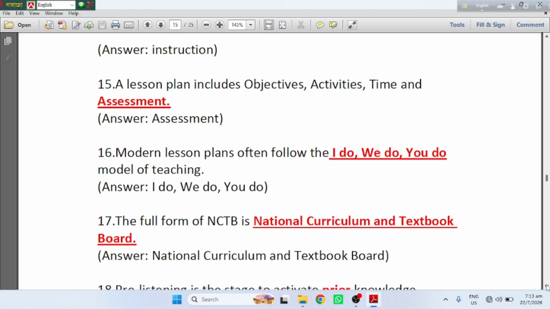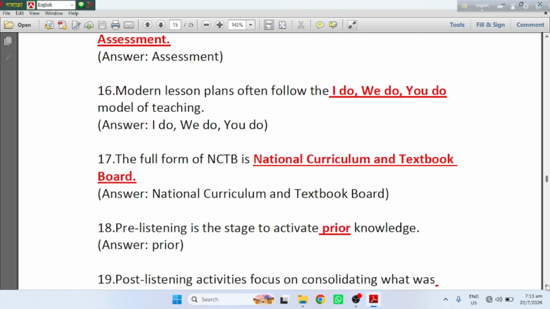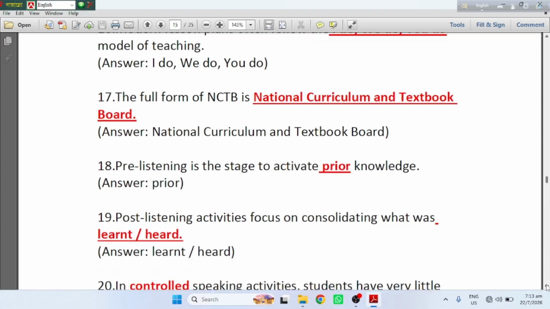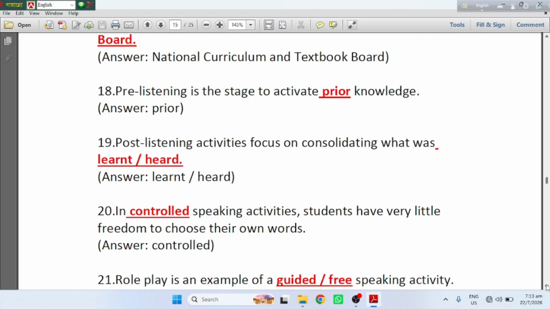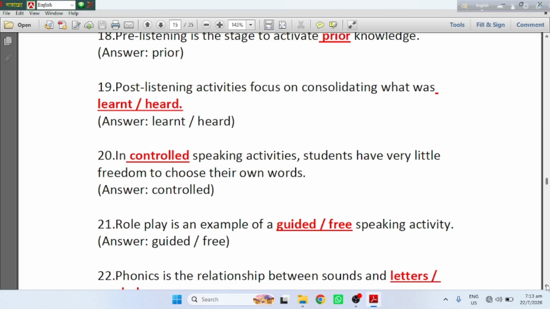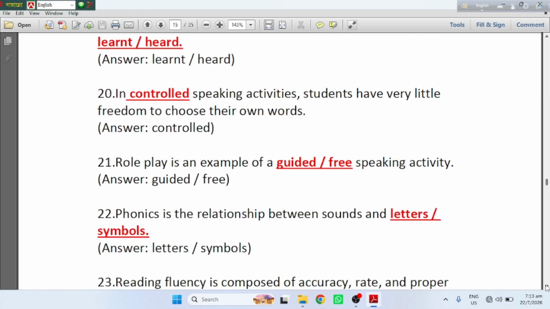The full form of NCTB: National Curriculum and Textbook Board, Bangladesh. Pre-listening is the stage of activating prior knowledge. Post-listening activities focus on consolidating what was learned or heard. 20. In controlled speaking activities, students have very little freedom to choose their own words. Role play is an example of a guided or free speaking activity.